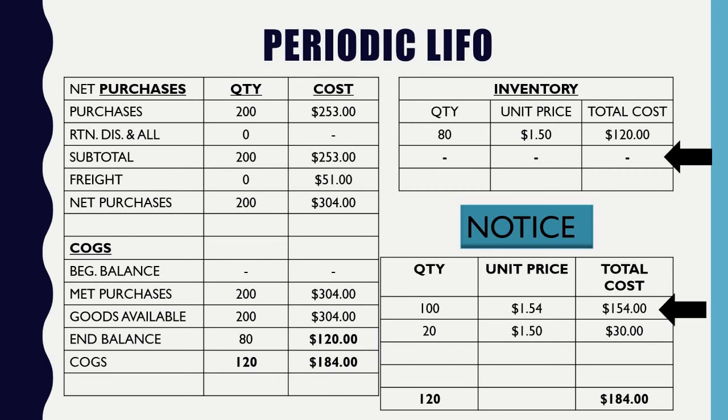Once again, notice this. Instead of going from top to bottom, we're going from bottom to top, so that we're costing out what we purchased last first, and then making our way up to the top. So any questions here?